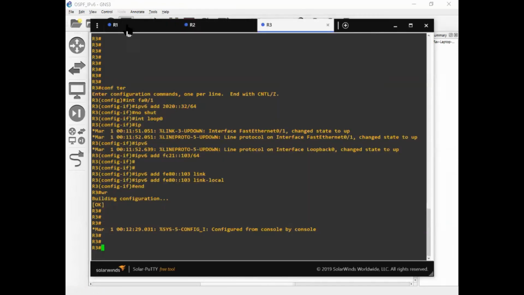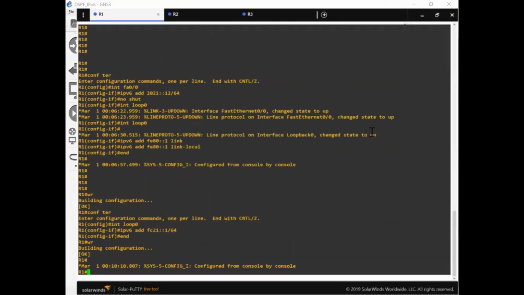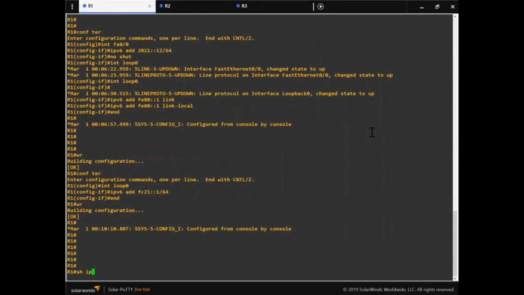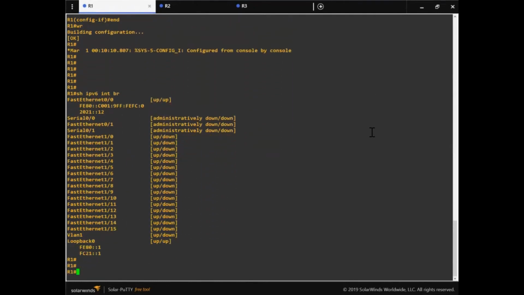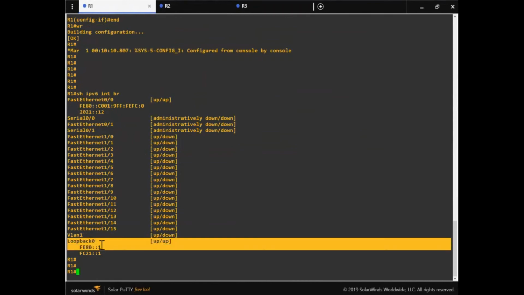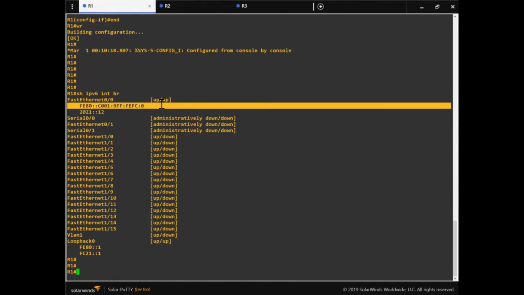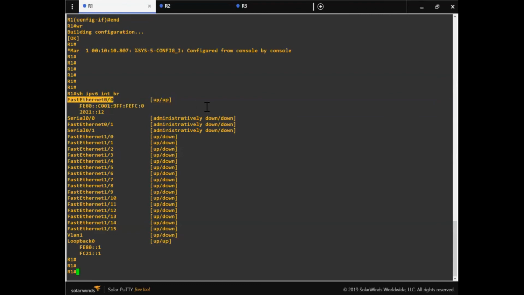If I go to R1 and show IPv6 interface brief, you can check out one thing. The link local you defined on loopback is FE80::1. But since you didn't configure it manually on FastEthernet 0/0, it is derived automatically. And how is it derived? It is derived through the EUI-64 method, which I was talking about earlier. How to check that? Let us derive that.